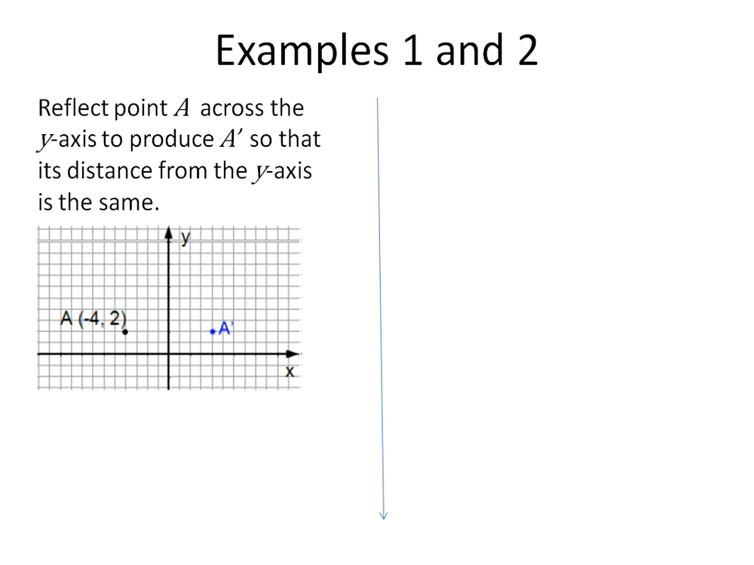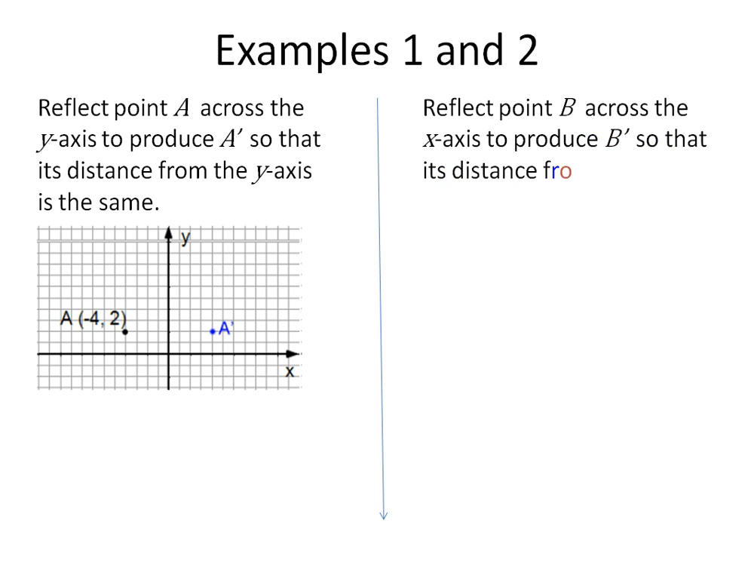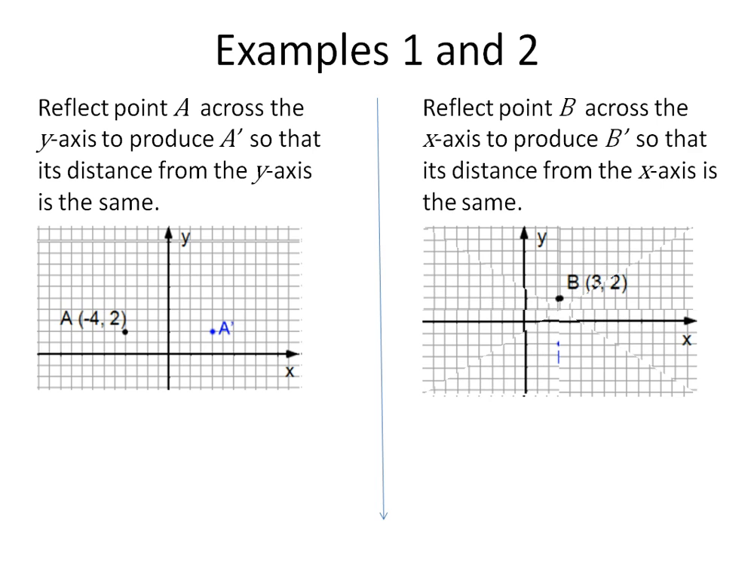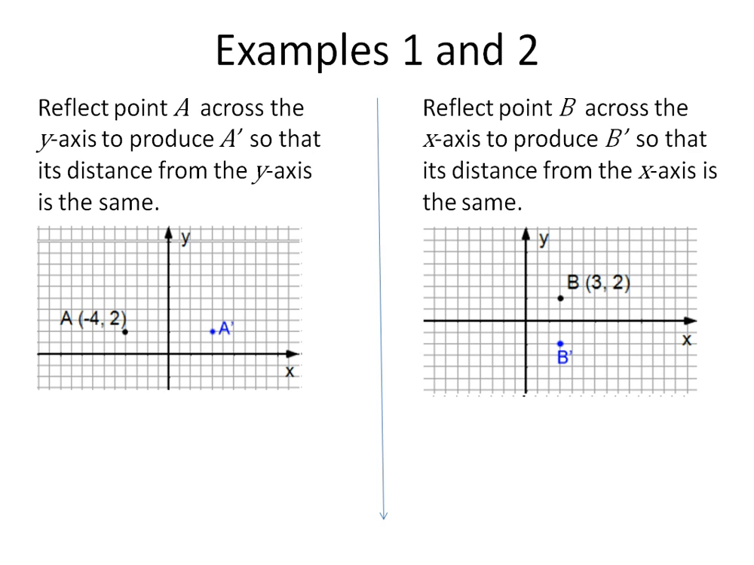Example 2. They want us to reflect point B across the x-axis to produce point B prime so that its distance from the x-axis is the same. So here's B. Once again, this is 2 units from the x-axis, so we need to go 2 units below the x-axis, straight down. So B prime is going to be right here at 3, negative 2.